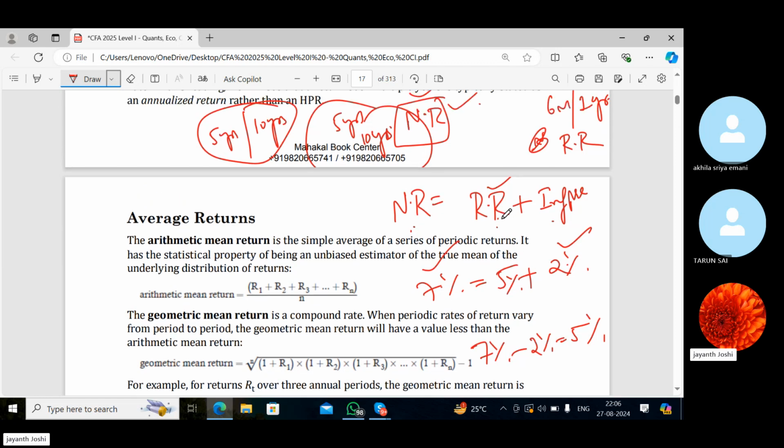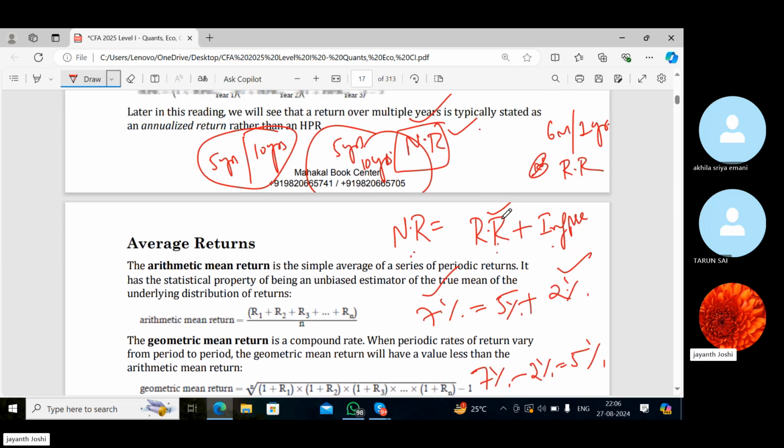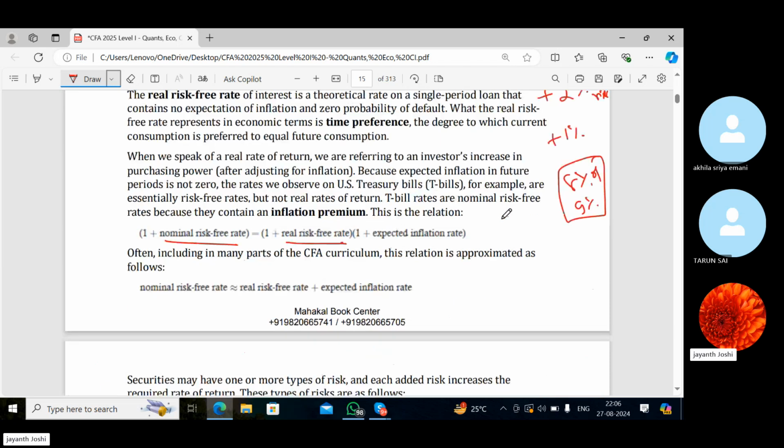This is what I have explained to you in an easy manner, but they have given a different formula, so we will go with that. When I take the real risk-free rate and multiply it with the inflation factor, I get the nominal risk-free rate. And if I want the real risk-free rate, then I will do it like this: (1 plus nominal rate) divided by (1 plus inflation rate) is equal to 1 plus real rate. So if I multiply the inflation factor with the real rate, I get the nominal rate. If I divide the nominal rate by the inflation factor, I get the real rate. That's what.